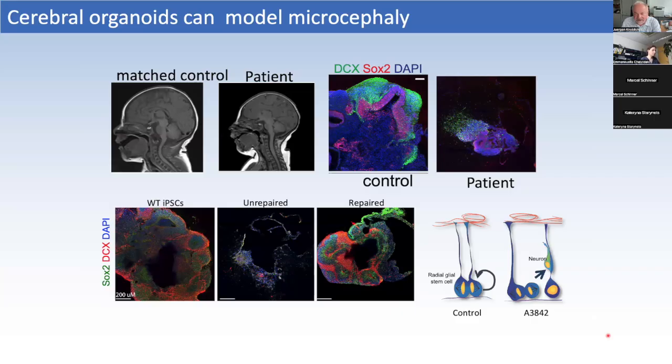Now, unfortunately, microcephaly is a severe disorder, and once the brain has reached its size, it cannot be rescued. So this was an interesting proof of concept experiment, but it doesn't really hold any potential for therapy. But organoids became really famous when they were used medically for the first time.